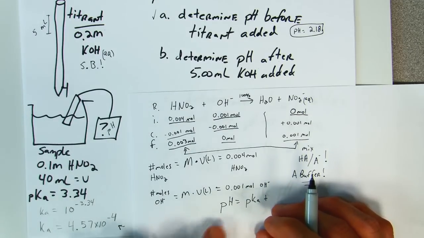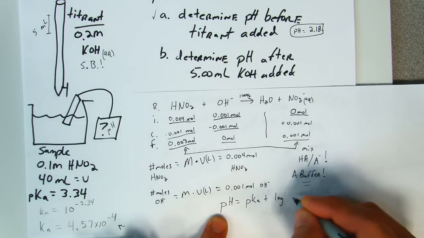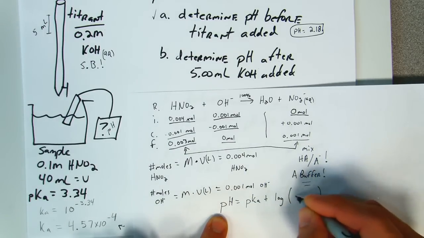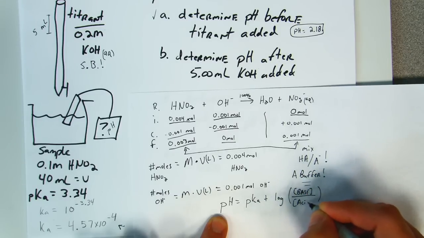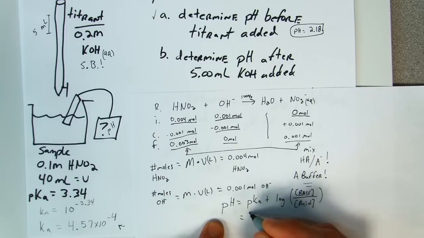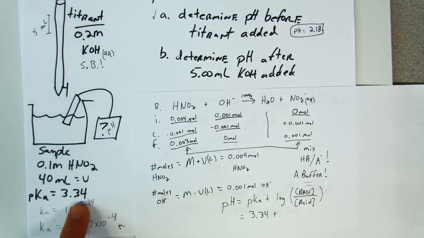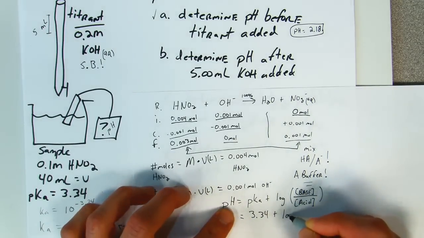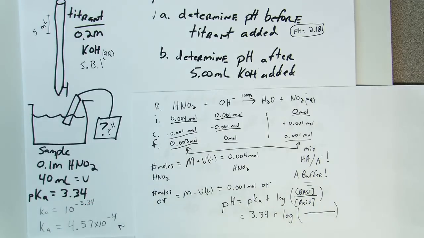And what that tells you is that the pH of a solution is equal to the pKa plus the log of a ratio of concentrations. The base concentration or molarity divided by the acid's molarity. In the problem, we were told the pKa was 3.34, so I can plug that in directly. That's the characteristic of this particular acid. And then I just need to take the log of this ratio of molarities.